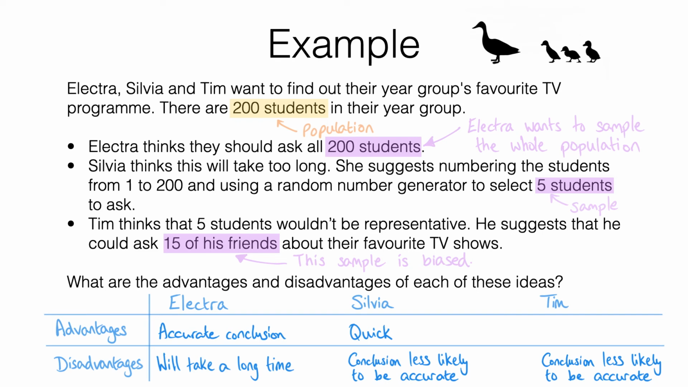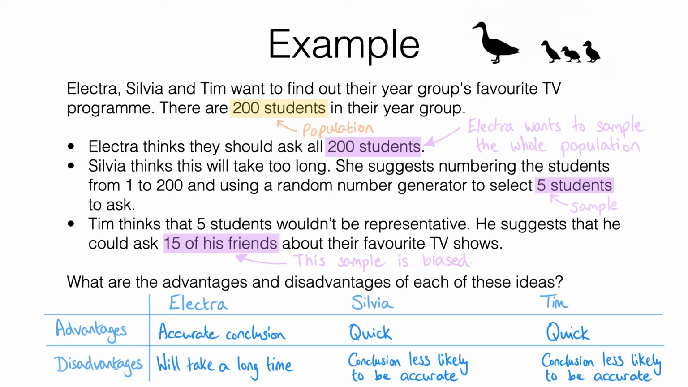As mentioned earlier, one of the advantages of Tim's method is that it is still quick. It's much quicker than Electra's method, which involves asking the whole population. So here we have 3 different ways of sampling. Electra is just sampling the whole population. In general, this is a bad idea because it's just something that will take too long or be very expensive.